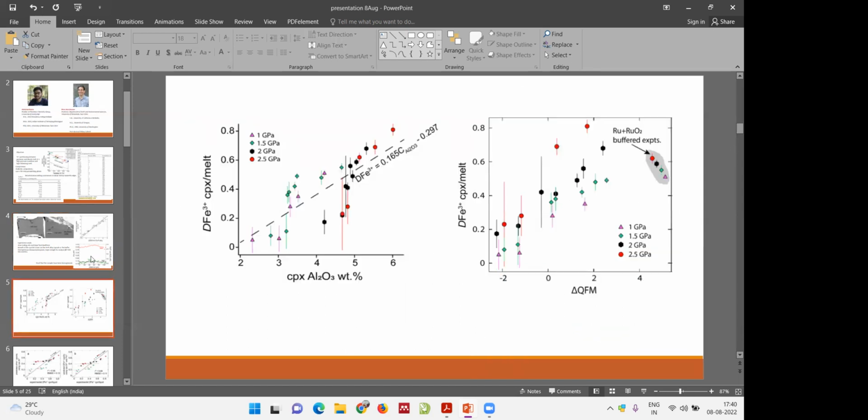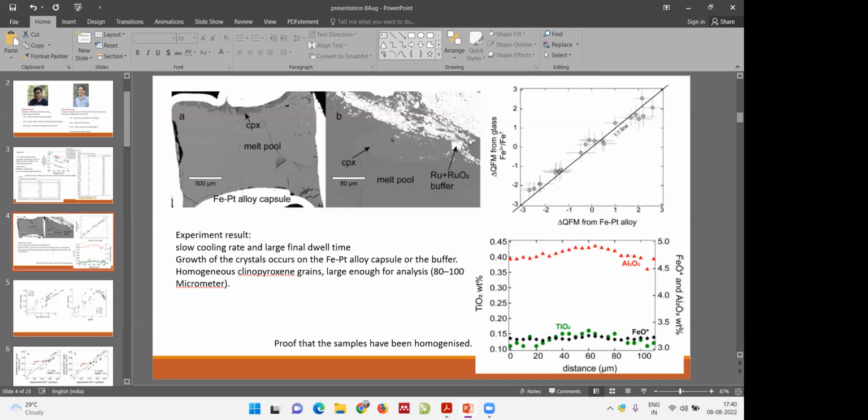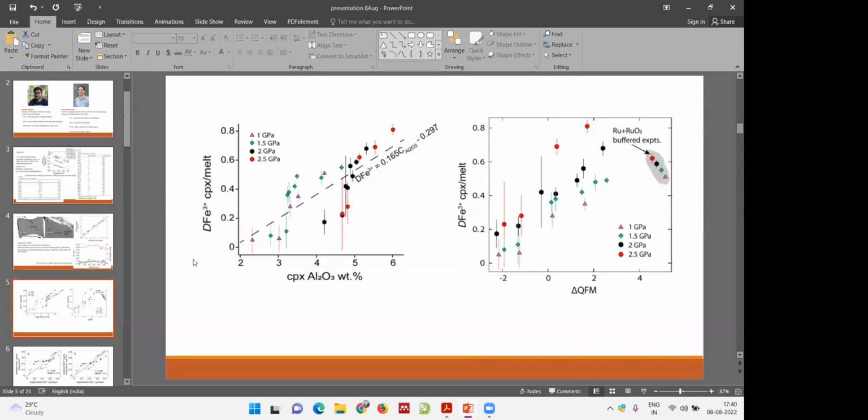Yeah, so they first started with the EPMA analysis of the glass and the clinopyroxene grain. From that calculation, what they calculated is the partitioning coefficient of Fe3 plus between the clinopyroxene and melt. So after they calculated this, they made some plots, and what they observed is that, as expected, they got some positive correlation with the oxygen fugacity. So we can see that this partitioning coefficient has a positive correlation with the fO2, like delta QFM.